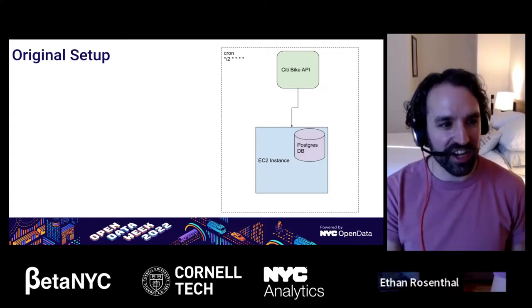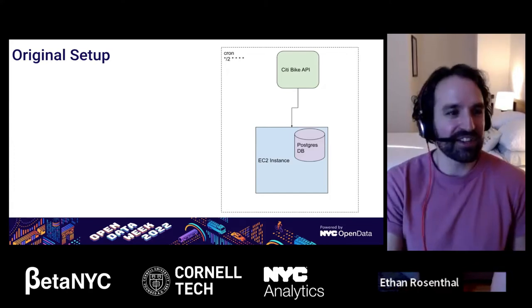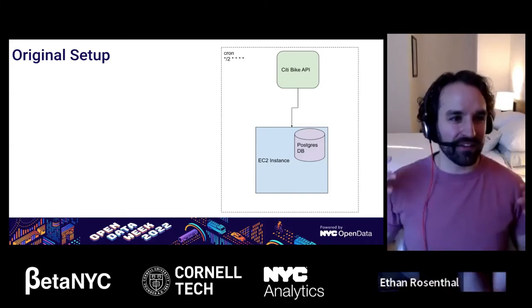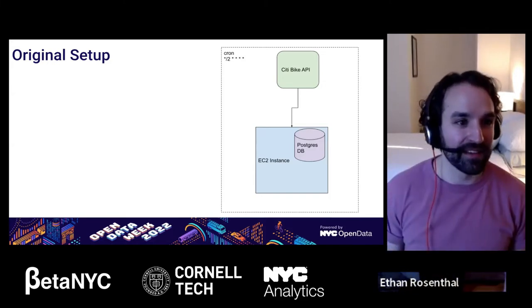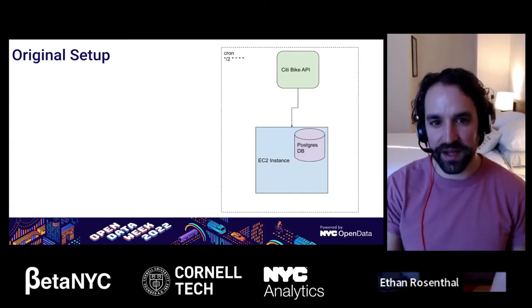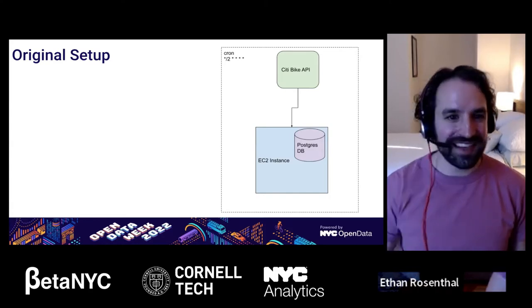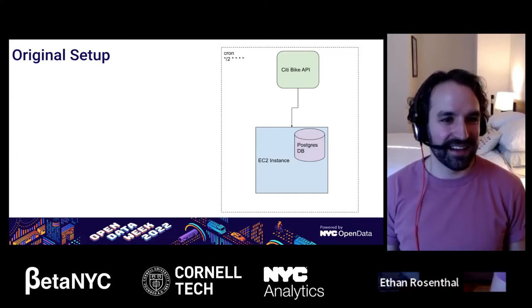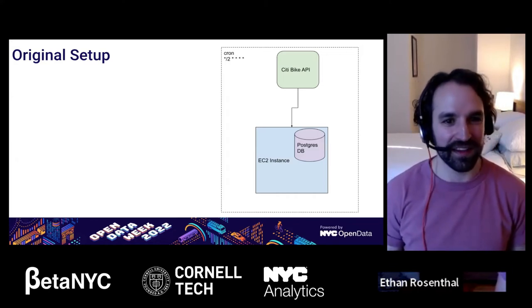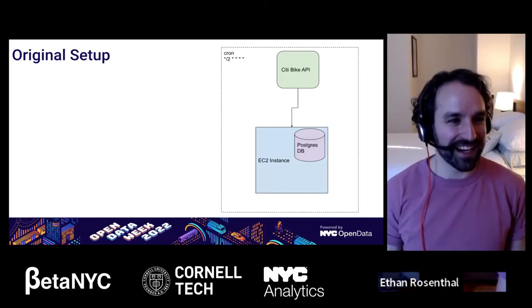And I set up a little cron job. I said, all right, every 2 minutes, I'm going to ping the Citi Bike API, grab all of that information, and write it to my database. I just kind of set it and forgot it. But at the time, I started to run into issues. One issue was that I needed an expensive server to run this, because it turned out it was a lot of data that I was collecting.